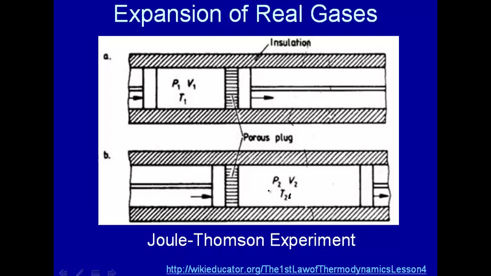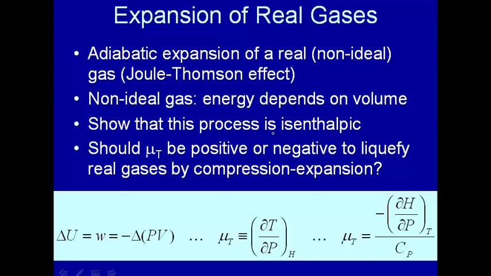Okay, so let's analyze this thermodynamically. This is essentially just what I said. We're going to show this process is isenthalpic. The enthalpy in the left-hand chamber doesn't change in the right-hand chamber. And then we can ask the question, should the temperature change be positive or negative? So we're going to go through this derivation down here.